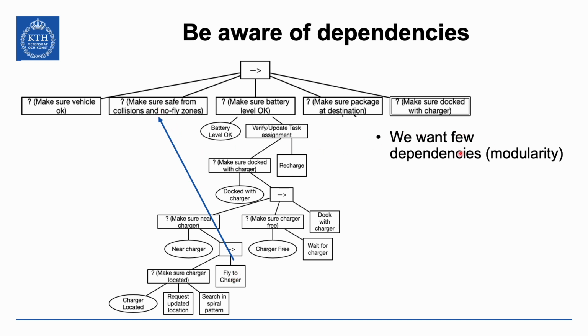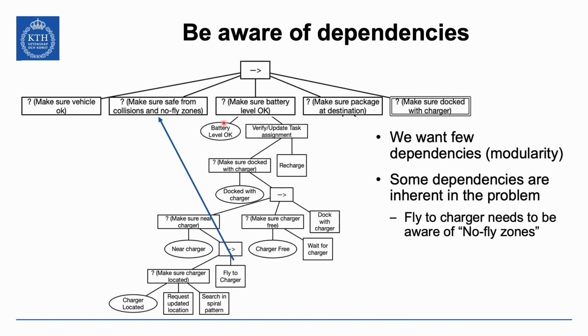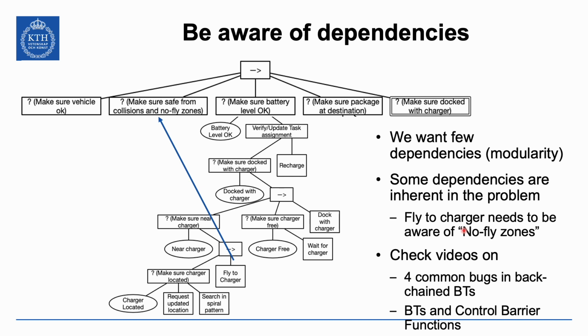So we want few dependencies in our design. That enables a modular design, which is what behavior trees are all about. But sometimes some dependencies are really inherent in the problem, such as no-fly zones having a dependency on every fly action we have in the tree. So yeah, fly to charger needs to be aware of no-fly zones. So we need to solve that, otherwise it's not going to work as expected.